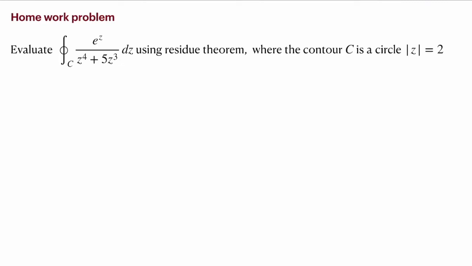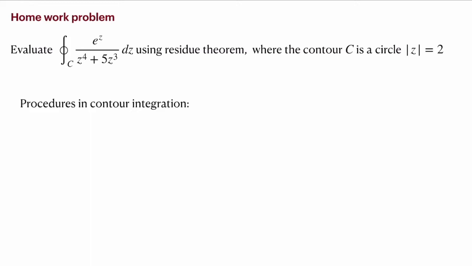Now it is time for a homework problem. This is to evaluate the contour integral of a function f of z is equal to e to the power z divided by z to the power 4 plus 5z to the power 3 using the residue theorem. The contour over which this integral is taken is a circle with the radius 2, that is mod z is equal to 2, centered around the origin z is equal to 0.